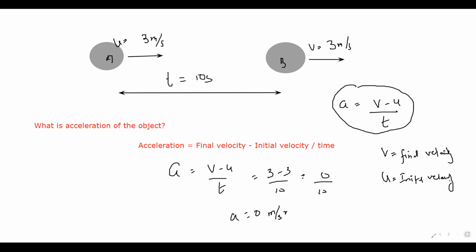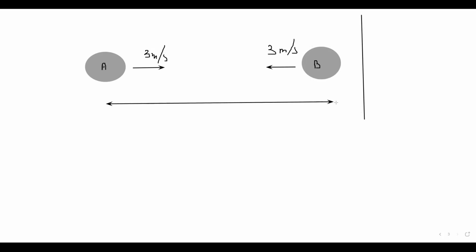Another example, say an object is at position A and it was moving with a speed of 3 meter per second, and then it hits the wall and bounces back, example, with the same speed of 3 meter per second. At position B, it bounced back, and the total time interval from A to B, like it hits and bounces back, example, is 10 seconds. Now the question, again the same question, what is the acceleration of this object?